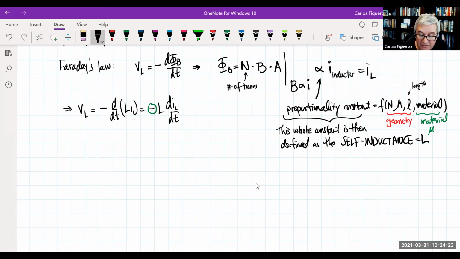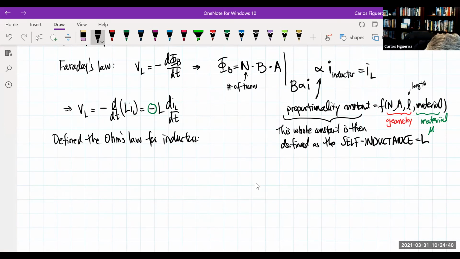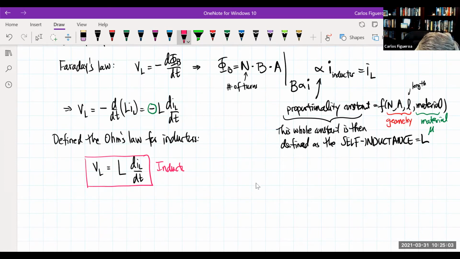And again, I won't tell you why, but I'm going to define now the Ohm's law for inductors. And it reads like this. It says that the voltage of the inductor is equal to not minus, but plus L di/dt. This is the second most important equation in this chapter. And this is what I call the inductor equation.